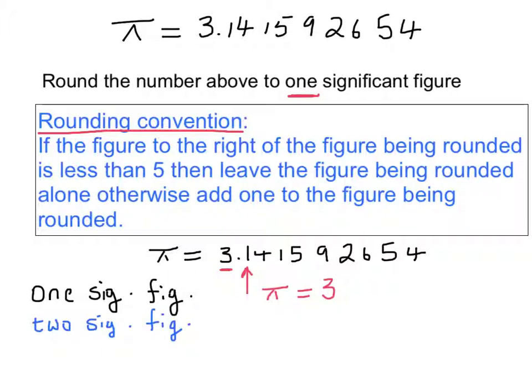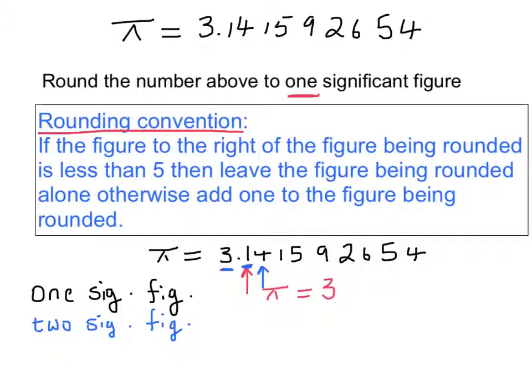Now if I round pi to two significant figures, what will it be? Well, the two significant figures are going to be the 3 and the 1, right? But to see what it rounds to, I go to the one to the right of it, and the one to the right of it is a 4.